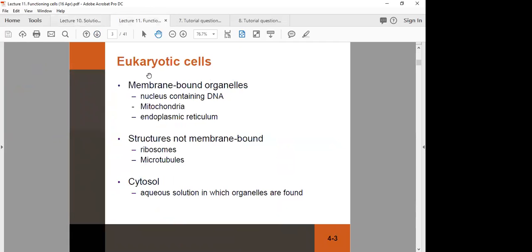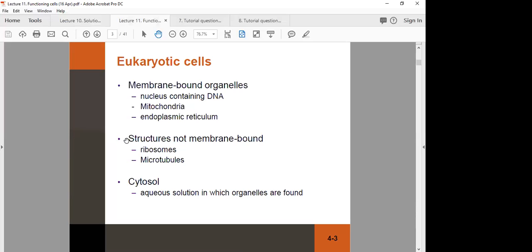All right, so we're going to start with our eukaryotic cells. Eukaryotic cells contain membrane-bound structures which are called organelles. For example, they always contain a nucleus which houses the DNA of the cell. Another example of a membrane-bound organelle is the mitochondria, and here's another example, the endoplasmic reticulum. There are more examples of organelles which we'll come back to.